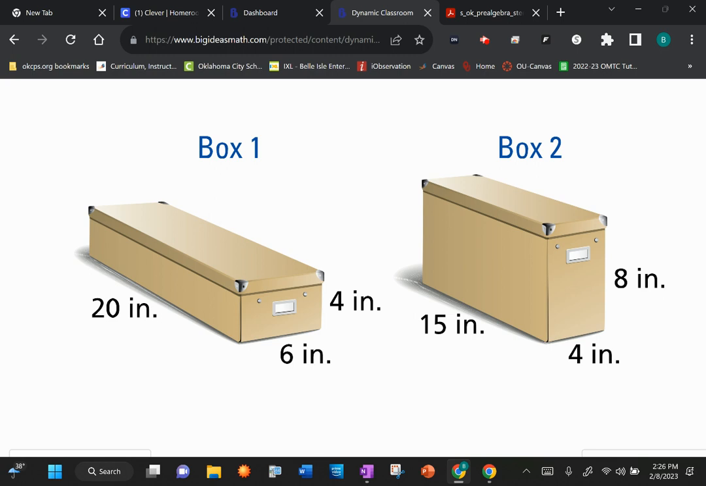Well, you would need to do 8 times 4 twice, and then you would need to do 8 times 15 twice, and then you need to do 15 times 4 twice. Each pair twice. So 15 and 4 twice, 8 and 4 twice, 8 and 15 twice.